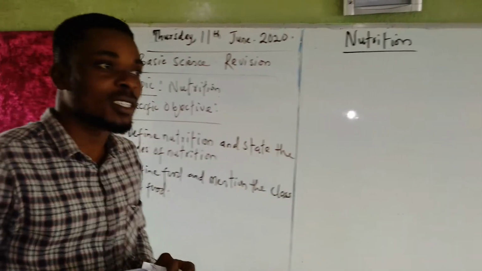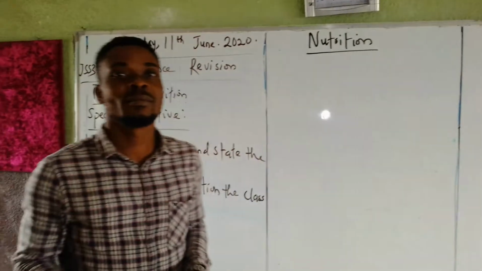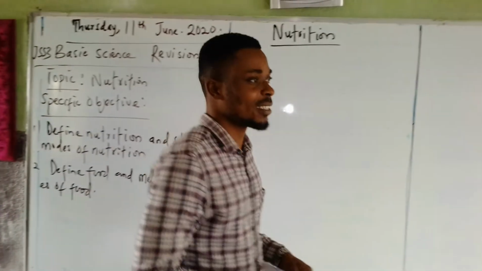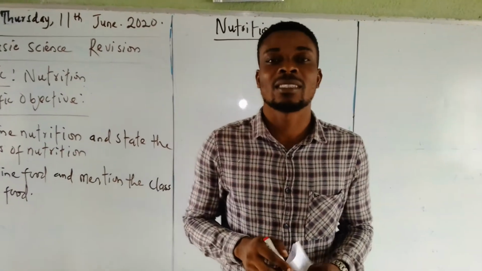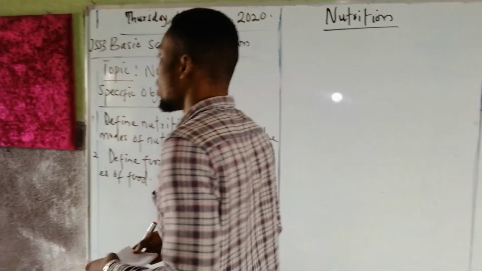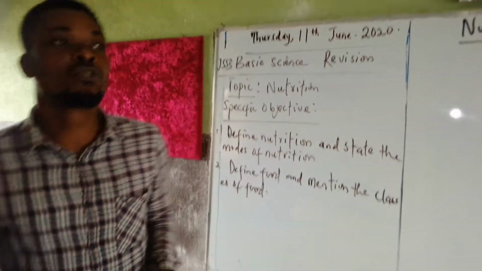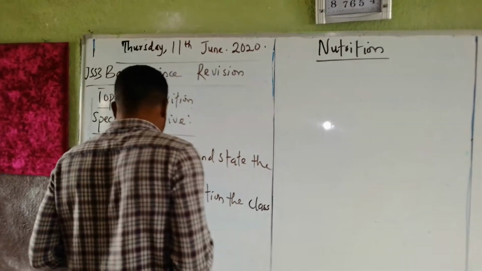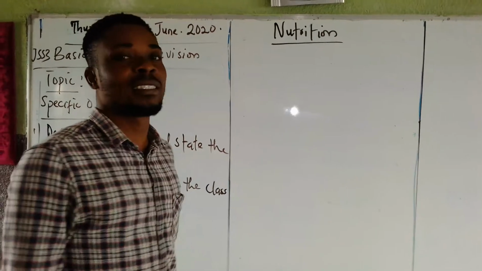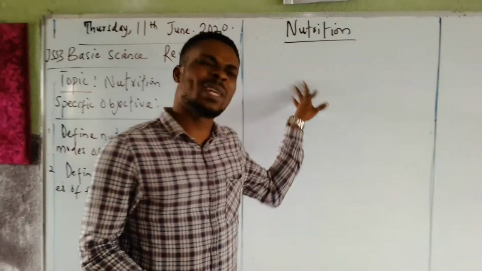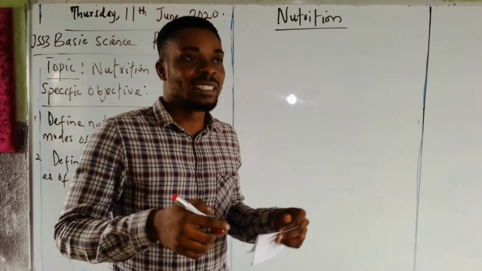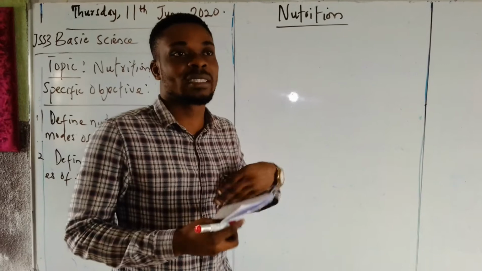Now, nutrition is the process where living organisms obtain and utilize food substances in their environment to carry out certain metabolic activity. Now let me say it again. Nutrition is the process where living organisms obtain and utilize food material from their external environment to carry out metabolic activity. Now when I say metabolic activity, I mean activities inside their body. Any body activity is a metabolic activity.